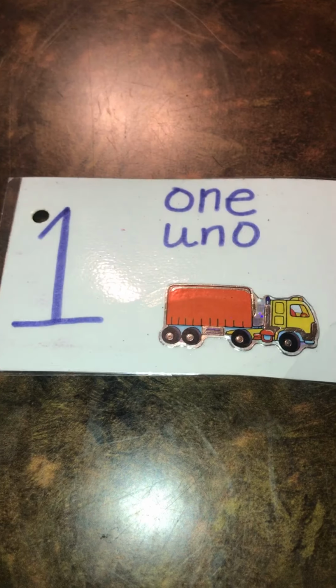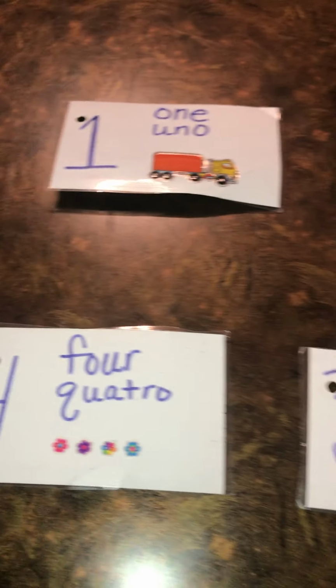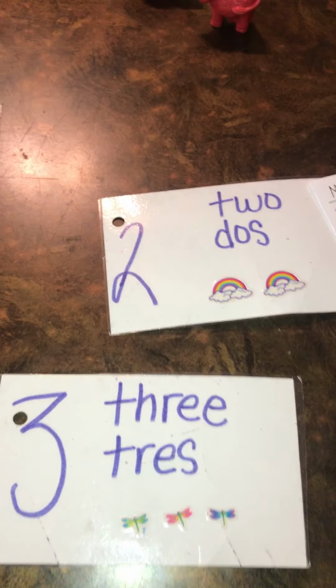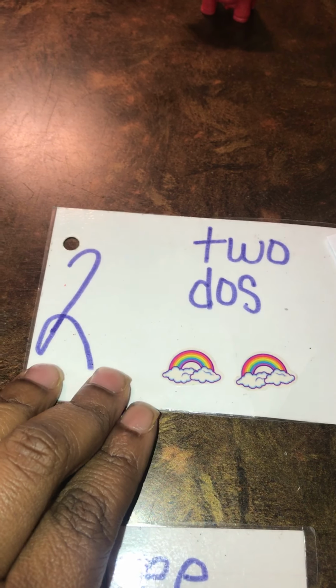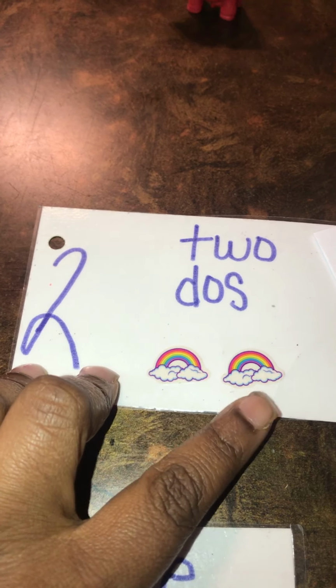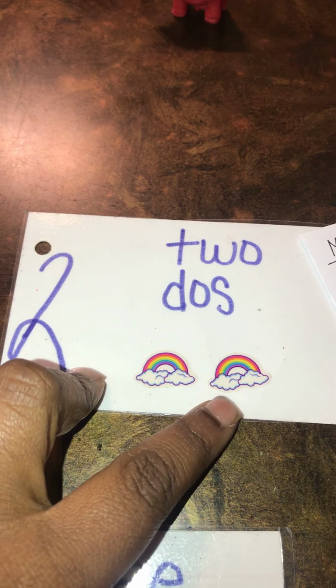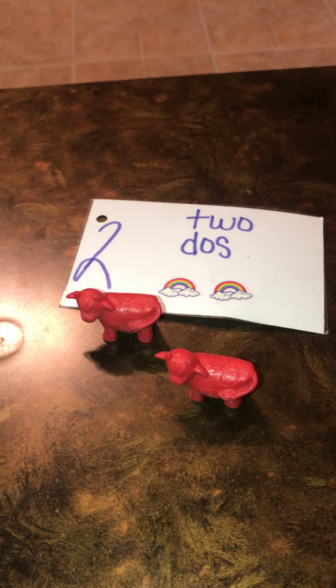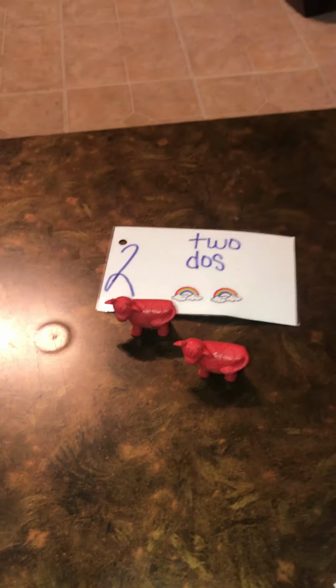1, 2. That's 1, 2 red cows. Now let's find our number 2. This is the number 2 because it has 1, 2 rainbows. The number 2 matches the 2 cows. All right, so that's how we match our objects with our numbers.